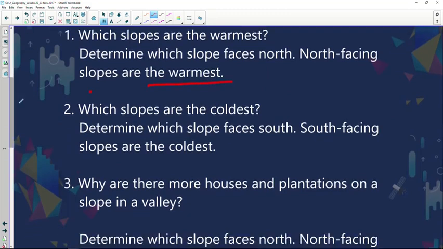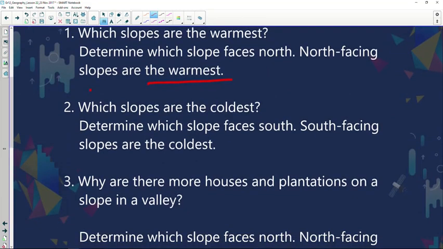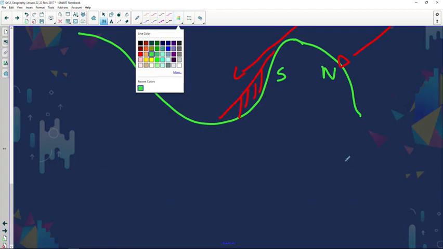If you look at our next question, we did look at it: why are there more houses and plantations on the slope of a valley? Once again, what are we discussing over here? We're discussing local climate. Now let's just quickly draw our valley. Now there's our valley.